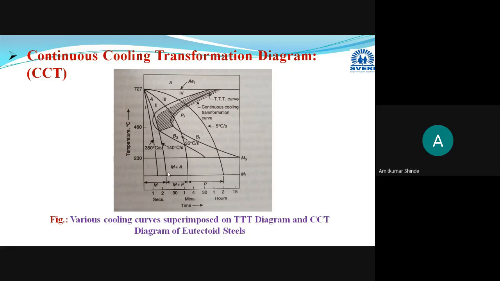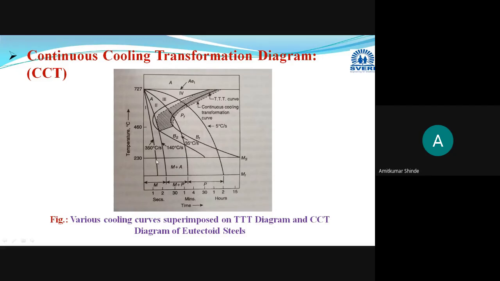Then in the third cooling rate, 35 degrees Celsius per second, you will end up with Pearlite. In both the 35 degrees Celsius per second and 5 degrees Celsius per second cooling rates, you will end up with Pearlite. But when cooling is a little faster, you will end up with coarse Pearlite, and when cooling is a little slower, you will end up with fine Pearlite. You just have to give the description related to this.